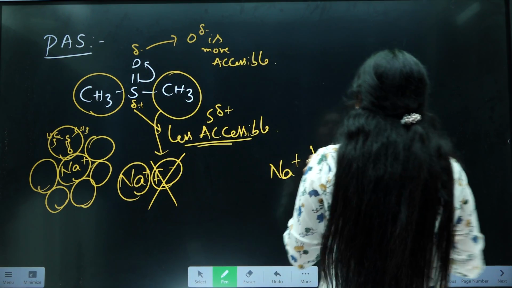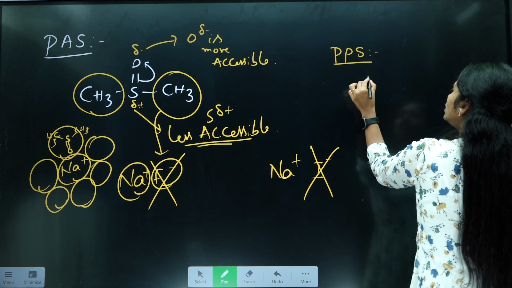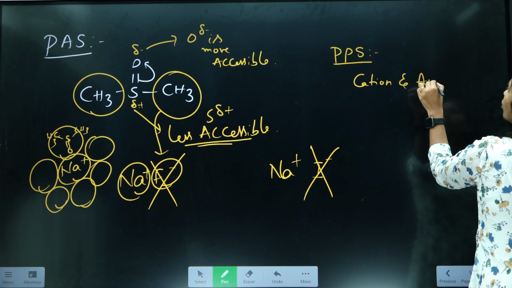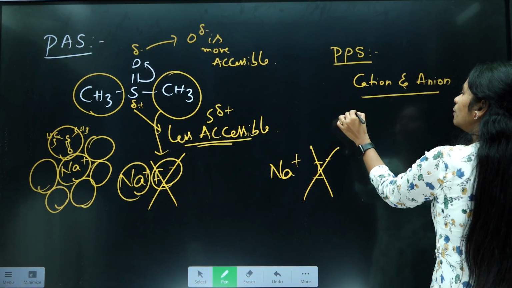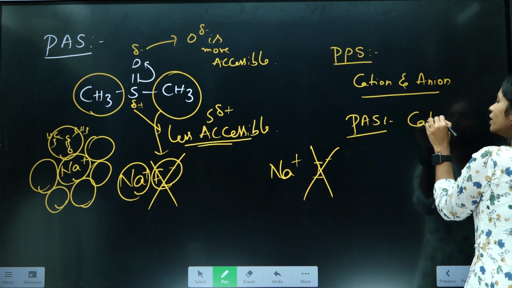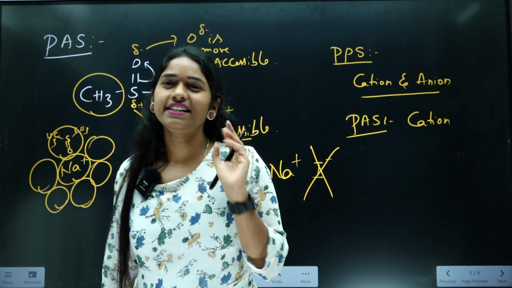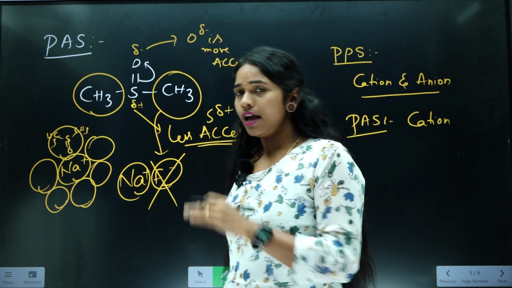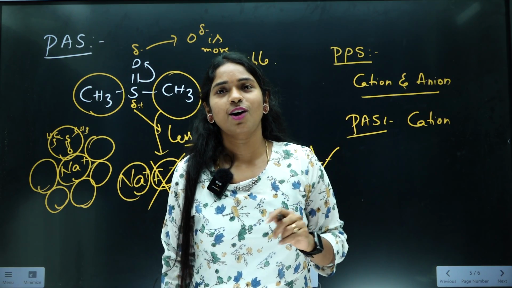So, the simple point I want to tell you: in polar protic solvents, both cation and anion are surrounded by the solvent. But in polar aprotic solvents, only the cation will be surrounded. Or in a still simpler way, an easy technique. This much time you listened to the class, right? One and only one point I say. You can delete all this concept from your mind. Based on one point you can solve the question.